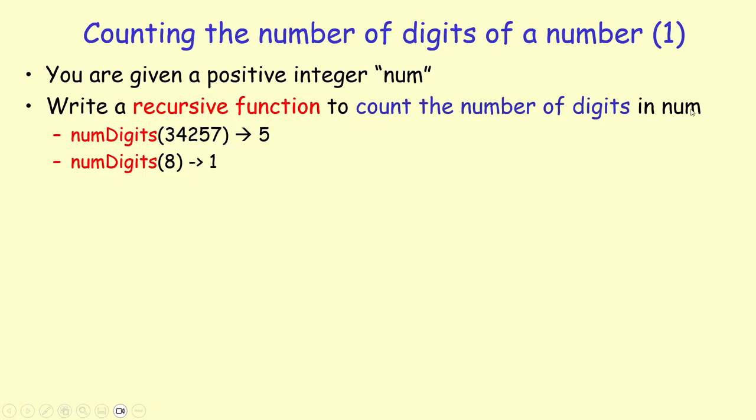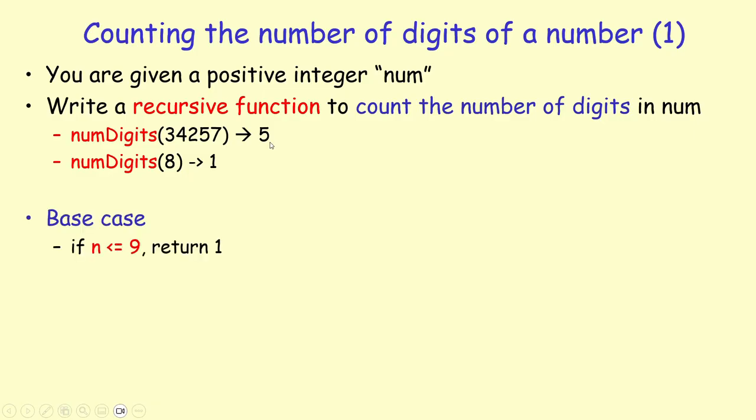In the previous problem, we were trying to figure out the first digit of the number. Here we are trying to count the number of digits. So the number of digits in 34257 is 5. It has 5 digits. And for 8, it only has 1 digit. So if the input to num digits is 8, you need to return 1. If the input is 34,257, then you need to return 5.